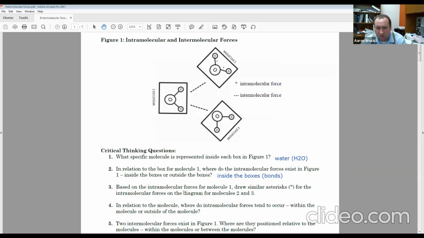Based on the intramolecular forces for molecule 1, draw similar asterisks for molecules 2 and 3. That's easy enough to do. So we've got one there and one there. We've got one there and one there as well. So those all exist in those bonding spots. In relation to the molecule, where do the intramolecular forces tend to occur? Inside the molecule or outside the molecule? Again, we've kind of already answered this. They are inside the molecule because they are the chemical bonds that hold the molecule together.